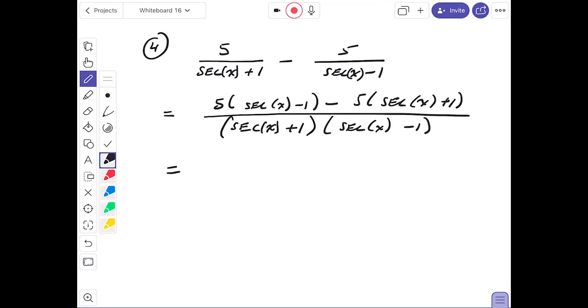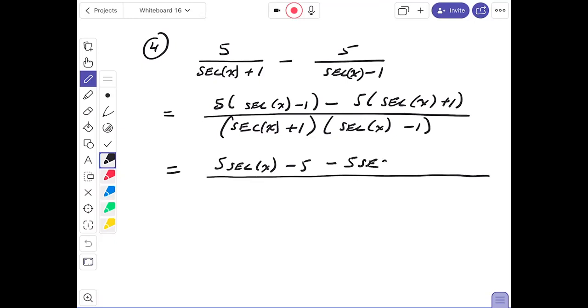But what do I now know? If I just expand the top, I'll write this down for you. It's 5 secant x minus 5 secant x minus 5. And if I expand the bottom, what do you get? You would get secant squared minus 1. All right. So far, so good. What's happening now is these 2 terms disappear. So what are we left with on top? Just a minus 10.